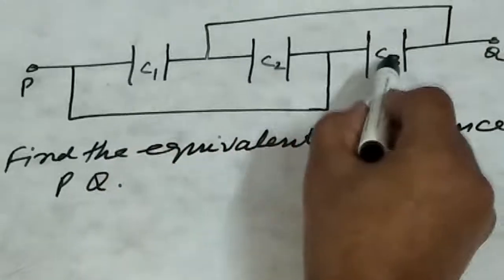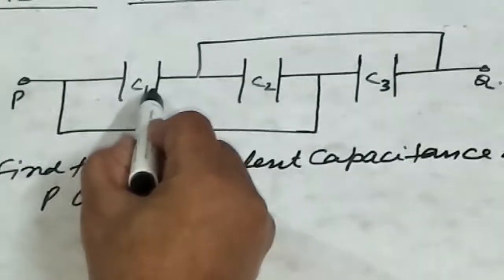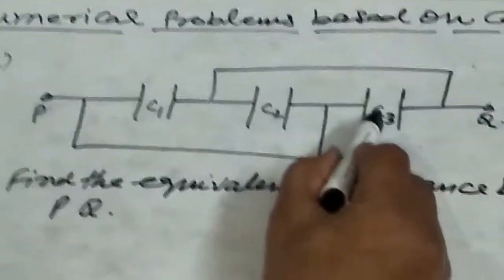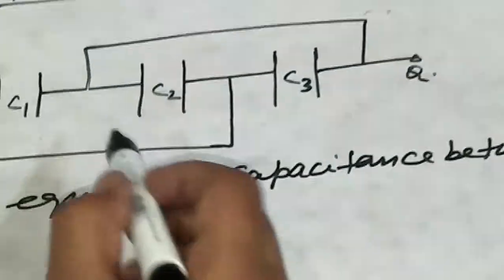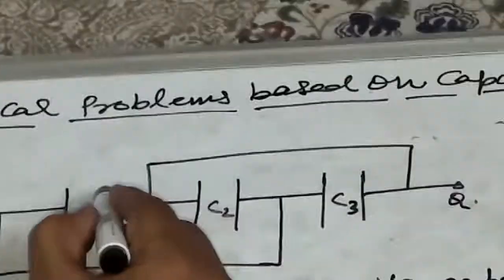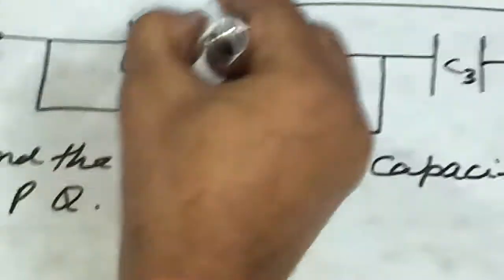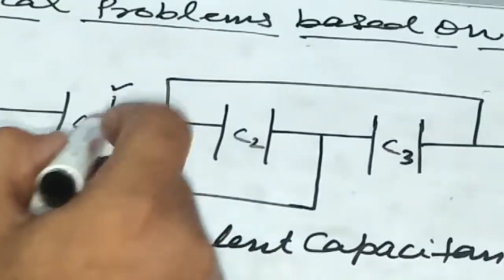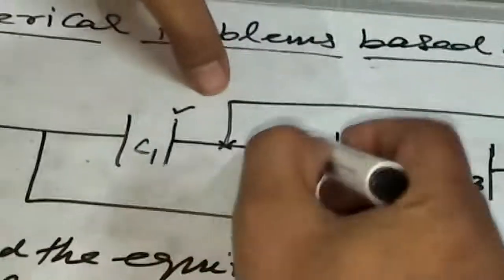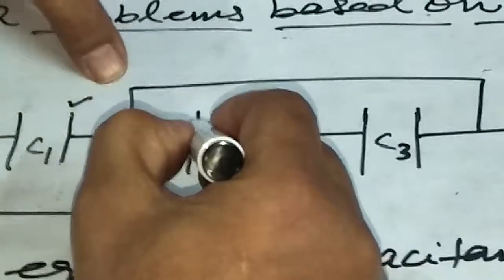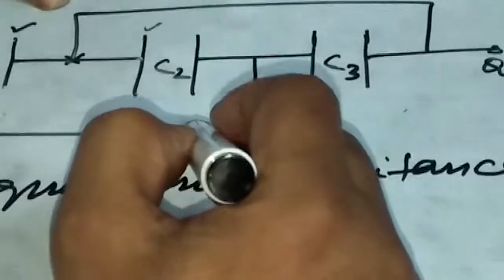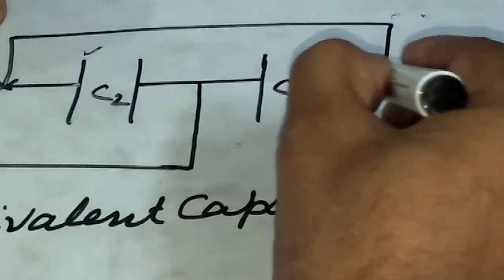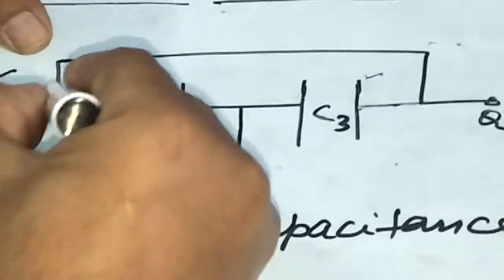Even when you look at the figure, it may come to your mind that all these three are in series, but actually these three are not in series. First you see whether it fulfills the condition of parallel or not. One plate of each capacitor: this plate of C1 is connected to this point. This plate of C2 is also connected to this point. And this plate of C3, through this wire, is also connected to this point here.